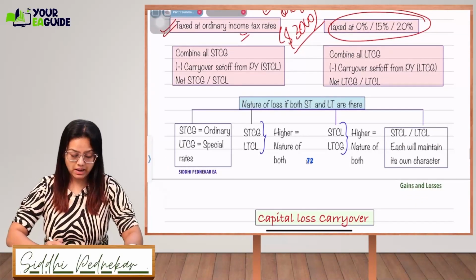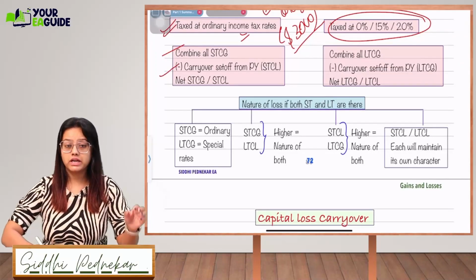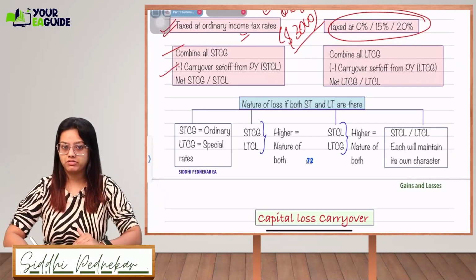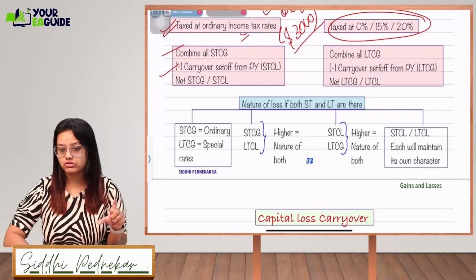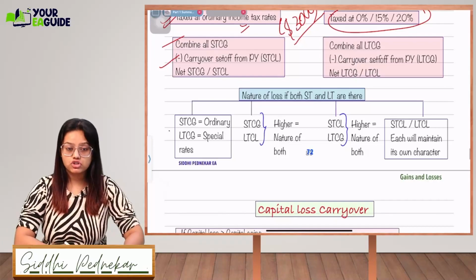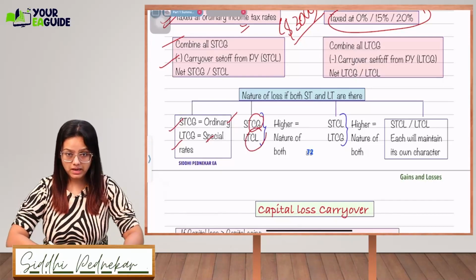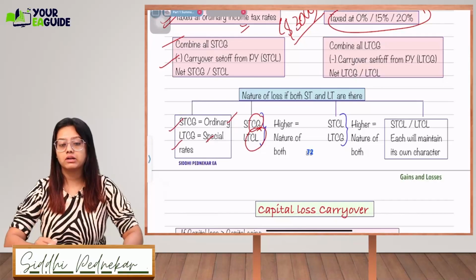Okay, so now let's see what happens. Combine all short-term capital gain, minus any carryover set off from the previous year. But there is a sequence in how you are going to set off. We'll see over here. Okay, first let's understand. If you have a short-term capital gain, it is chargeable as ordinary. LTCG has special rate 0, 15, 20. Right? If you have a short-term capital gain and a long-term capital loss, the higher will decide the nature.